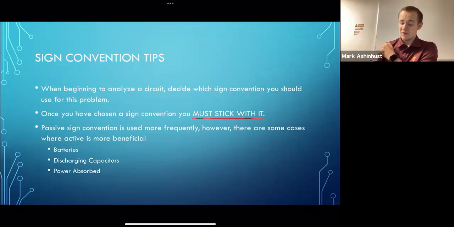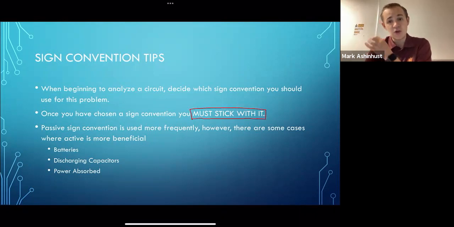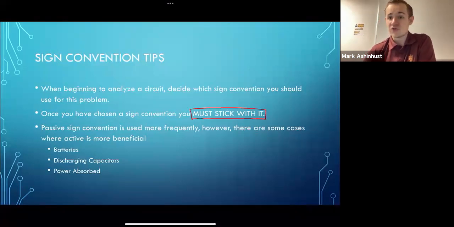And now this is a very main point. I've kind of already underlined it. After you choose which sign convention you're going to use, you must stick with it. You have to stick with that sign convention unless you restart. If you want to change it, you need to restart. You need to redo it all, or change all the signs. But I would stick with choosing passive or active, and then finish analyzing that circuit with that sign convention.